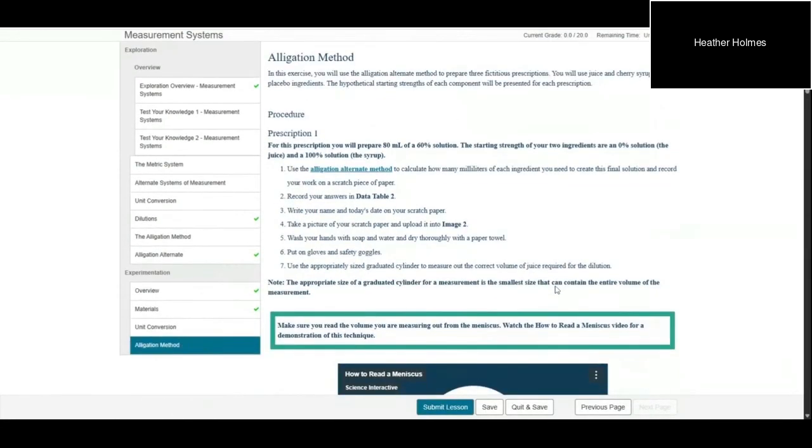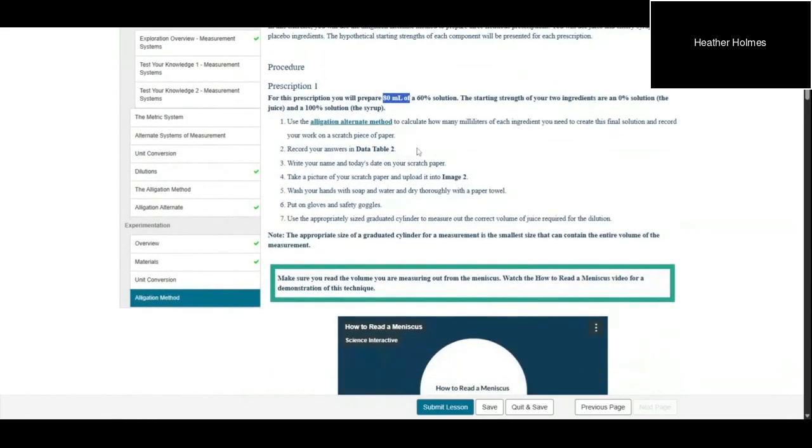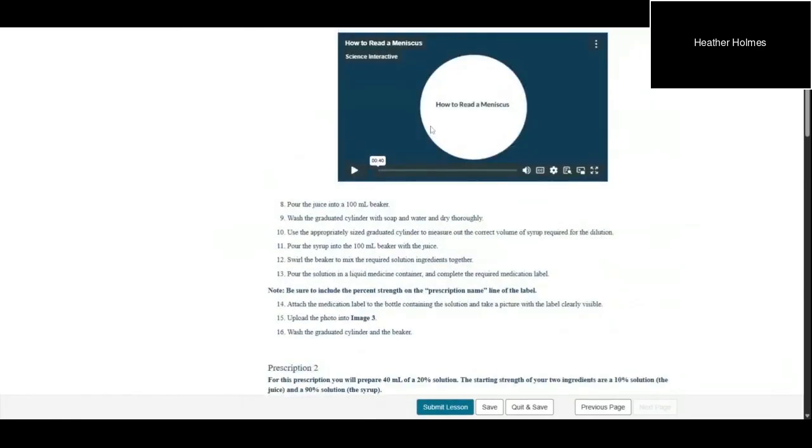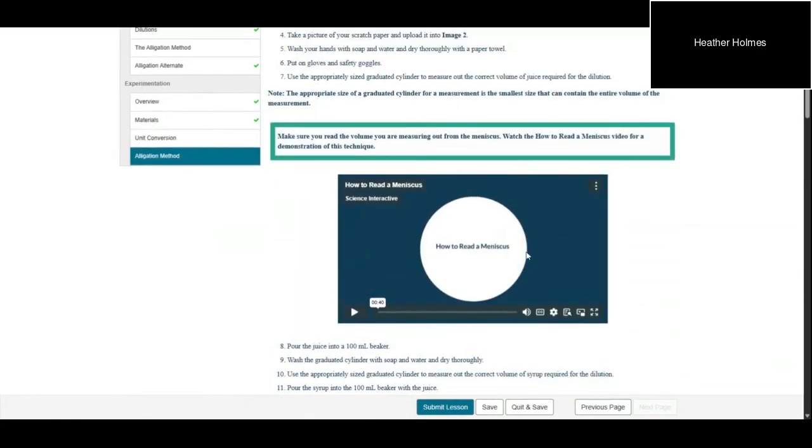And it gives you all of the information, like 80 mLs of a 60% solution. And then it gives you the two others that you have. They give you a video. You have to read from the meniscus when you're measuring out your liquids.